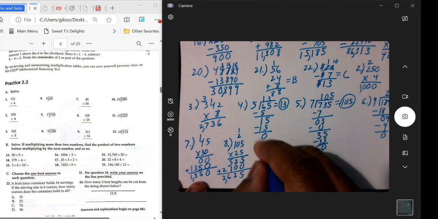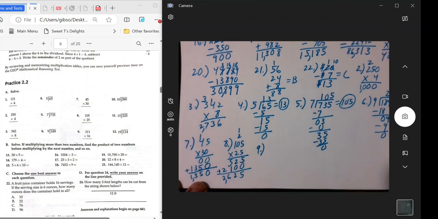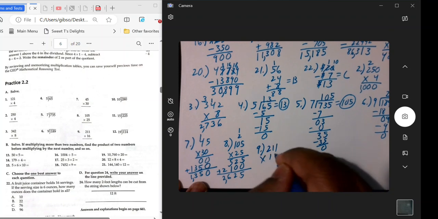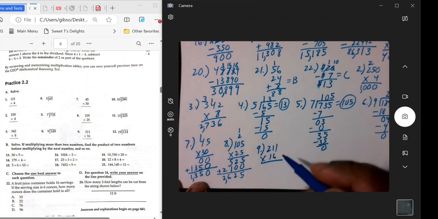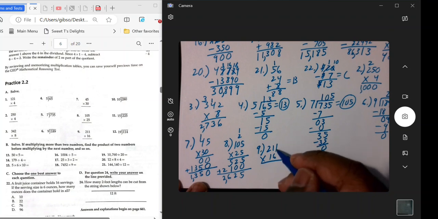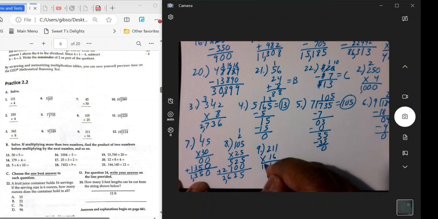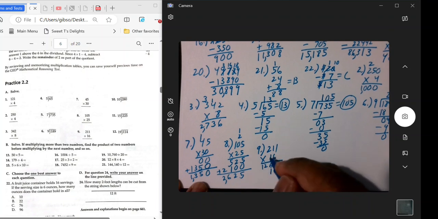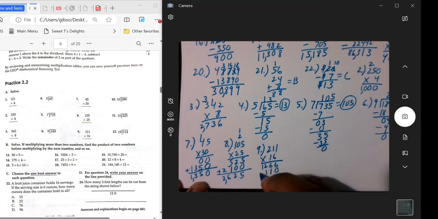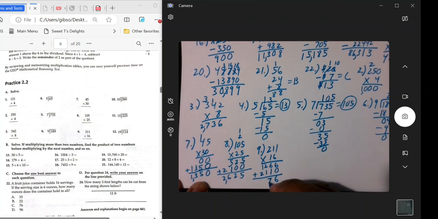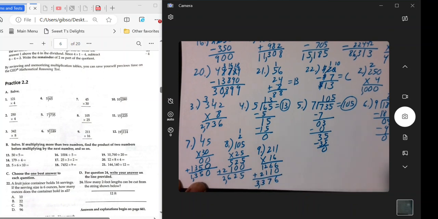Okay, problem number 9. We have 211 times 16. So now we take 6 times 1 is 6. 6 times 1 is 6. And 6 times 2 is 12. Put our 0 here. 1 times 1 is 1. 1 times 1 is 1. And 1 times 2 is 2. So we add all of this up. This would be 6, 7, 3, 3. So it'd be 3,376.